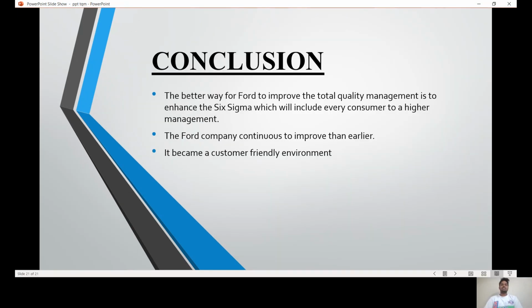Conclusion. It is found that by following the process, Ford became a customer-friendly environment. The Ford company continues to improve compared to earlier. Also, a better way for Ford to improve its total quality management is to improve Six Sigma, which will include every customer at a higher management level.